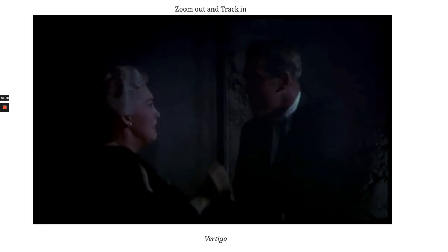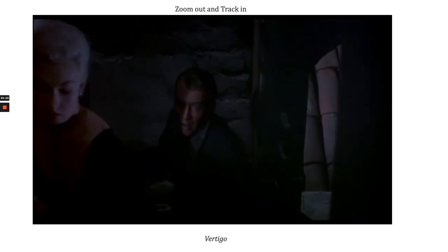Okay, this one, I just wanted to show this one real quickly. This is coming from Vertigo, and what we're going to see is a zoom out and a track in, to convey that sense of vertigo that Scotty feels, because I showed you a previous clip where he's hanging from the rooftops in San Francisco as he's chasing a criminal. That gives him a sense of this anxiety, this acrophobia.